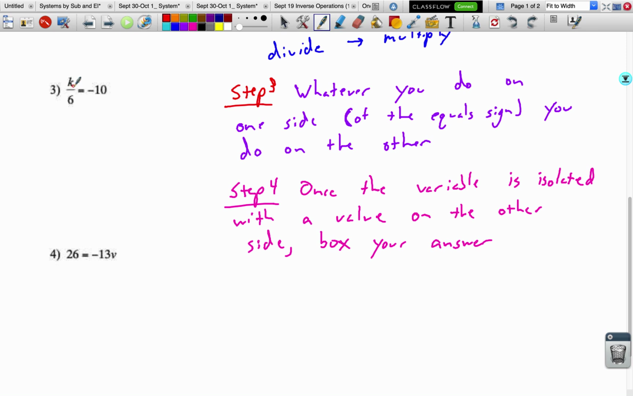Next one. What is happening to k? K is being divided by 6. How do I get rid of a divide by 6? I need to multiply it by 6. So the divide by 6 and the multiply by 6 will cancel out. I'll be left with just a k. But if I do that to the left side, I have to do it to the right side. All right, you can show that these cancel each other out if you want by crossing them out. I don't always do that, but it's a good way to show your work. K equals negative 10 times 6. We can complete that. That becomes a negative 60. Variable is isolated, so box around it.